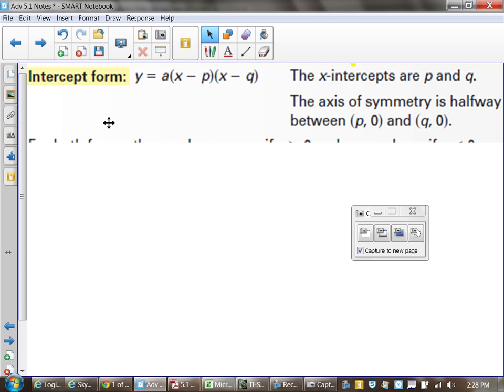Intercept form uses factored versions of standard form. When we had to factor in the past, you would ask what times what is -12 and adds together to get +1. In this example on the board, you would factor it out to be x plus 4, x minus 3.